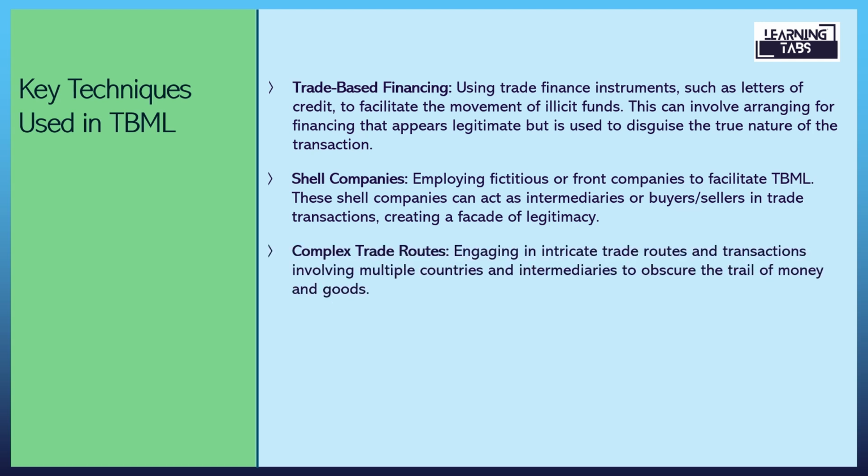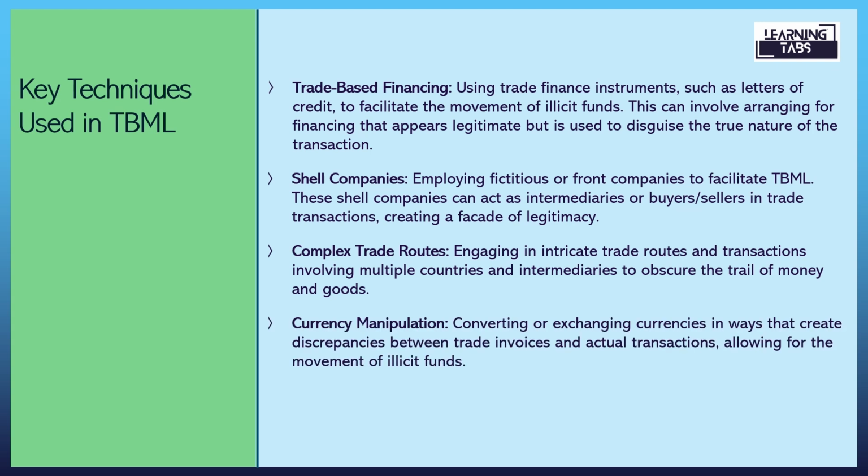Complex trade routes: engaging in intricate trade routes and transactions involving multiple countries and intermediaries to obscure the trail of money and goods. Currency manipulation: converting or exchanging currencies in ways that create discrepancies between trade invoices and actual transactions, allowing for the movement of illicit funds.